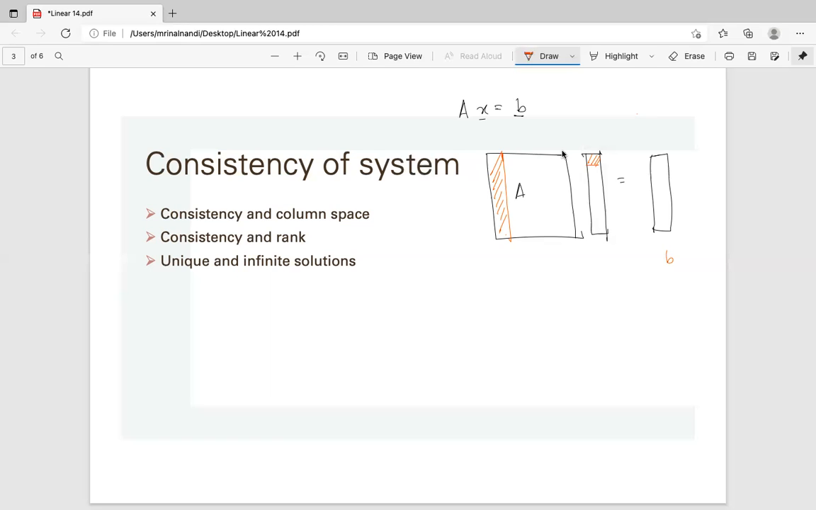Now, if the columns are not independent, these columns are dependent, that means the coefficients in x1 times the first column plus x2 times the second column and so on, this representation is not unique. We can represent it in several ways. So that means there are infinitely many solutions. If there is more than one solution, there must be infinitely many.